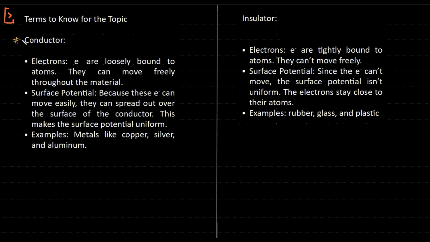We need to recall a few things and know a few words before we start off with the next topic. So we are starting off with recalling conductor. A conductor, in terms of electrons, is a scenario wherein the electrons are loosely bound to the atom and they can move freely throughout the metal. When it comes to surface potential, we actually know that if you have certain charges within the material, what happens within a conductor is that the potential will be uniform throughout.